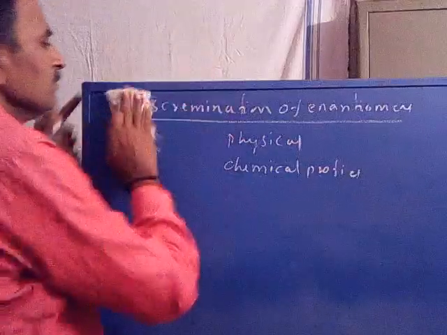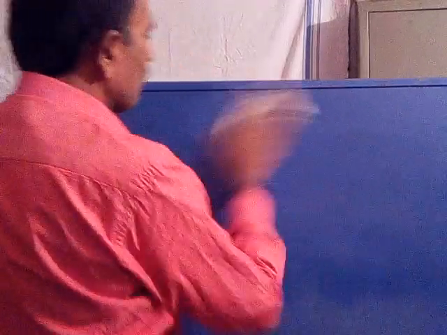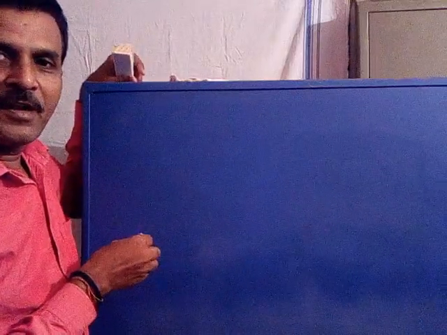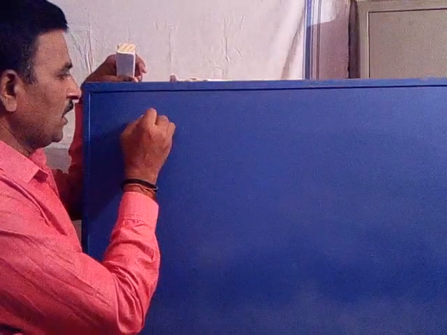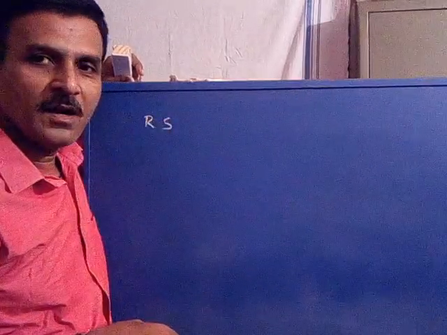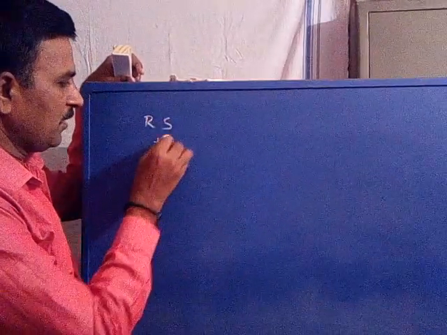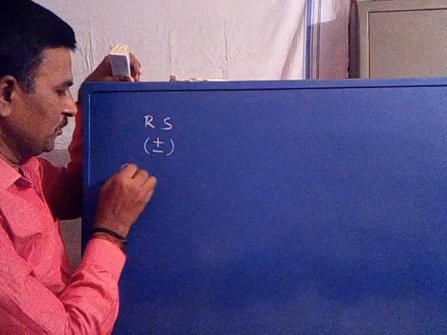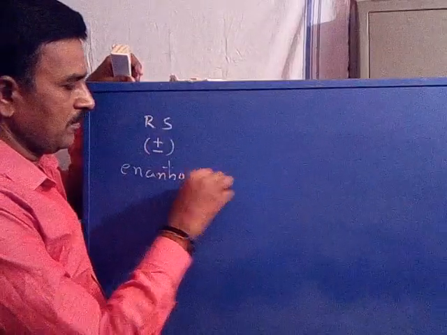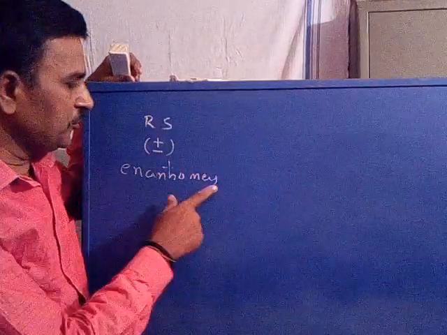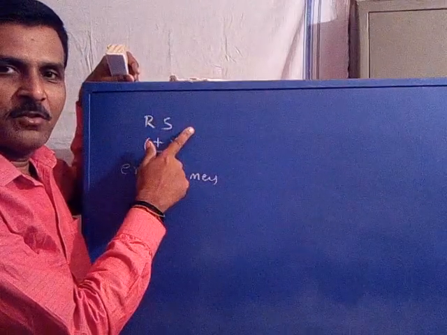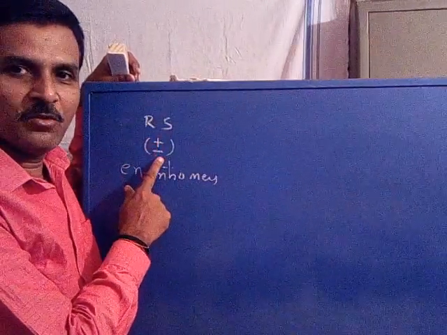Example, an enantiomeric pair consisting of the 2 isomers R and S, or plus and minus. These are enantiomers. An enantiomeric mixture consisting of 2 isomers, R isomer and S isomer, or plus isomer and minus isomer.